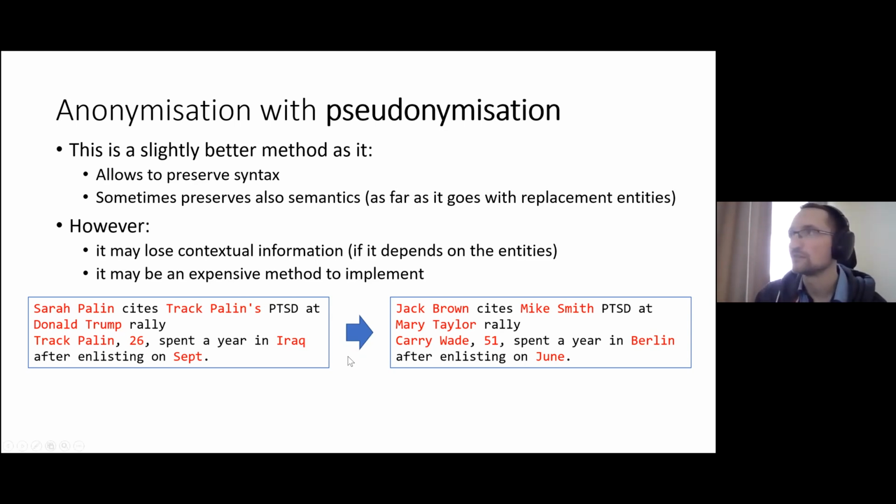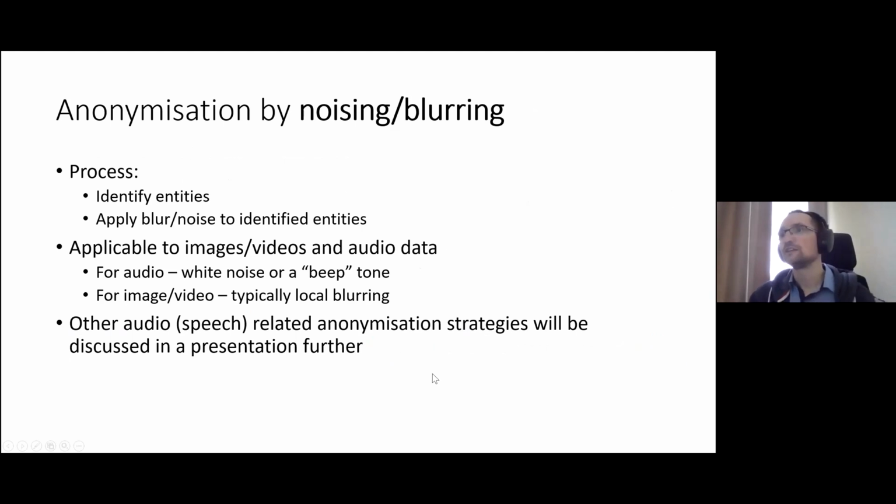may be sometimes costly. So then the next method or strategy is noising, blurring, where we identify entities and then we add some blur over them. And this is typically done for audio and or images and video. So where you see blurred faces, blurred registration numbers of cars, etc.